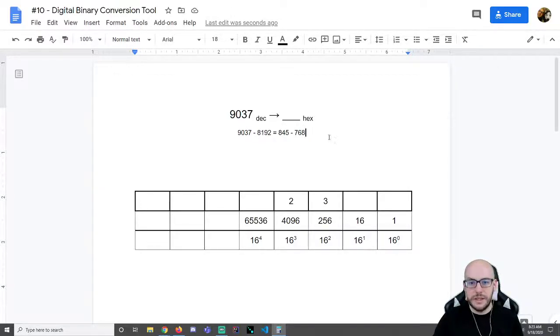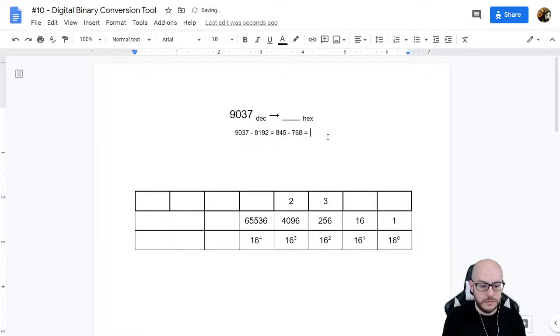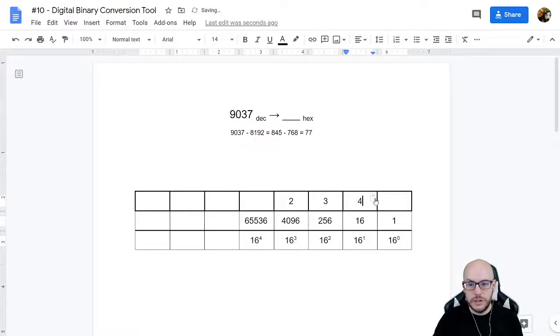Leaves us with 77. Okay. I'm going to look across, find the largest number that goes into that. It's going to be 16. We'll see how many times 16 goes in. 4 times. So I'm going to put a 4 here, and we'll subtract that out. So 4 times 16, I'm going to subtract out 64 from this. It's going to leave me with 13.